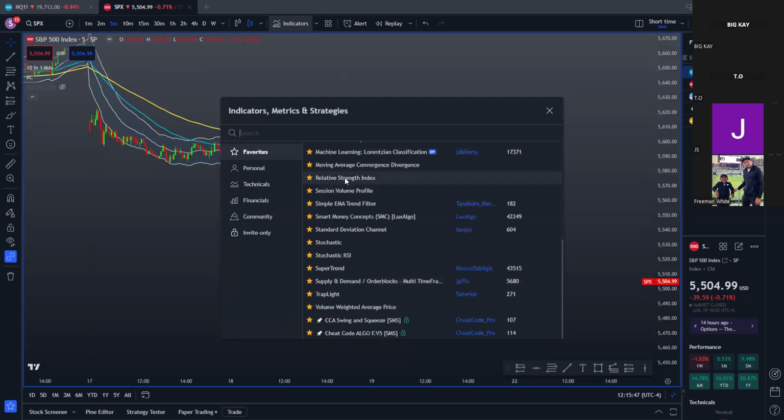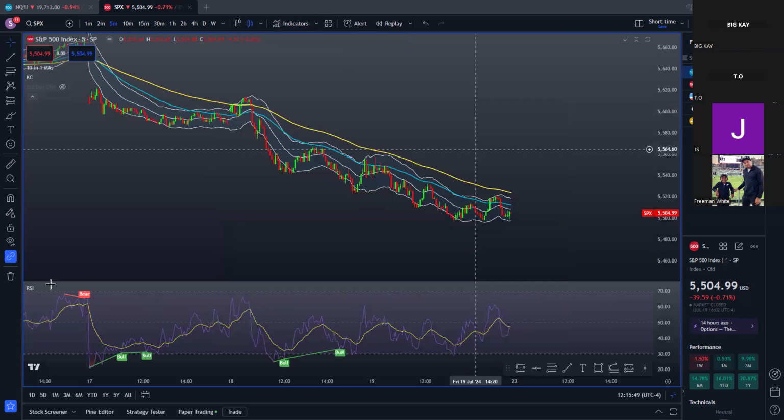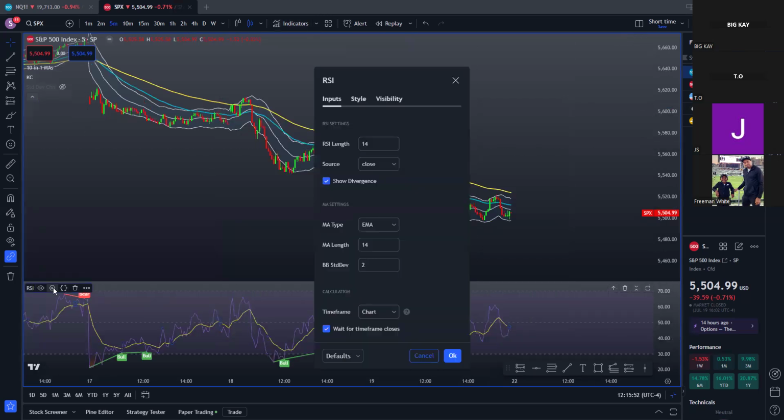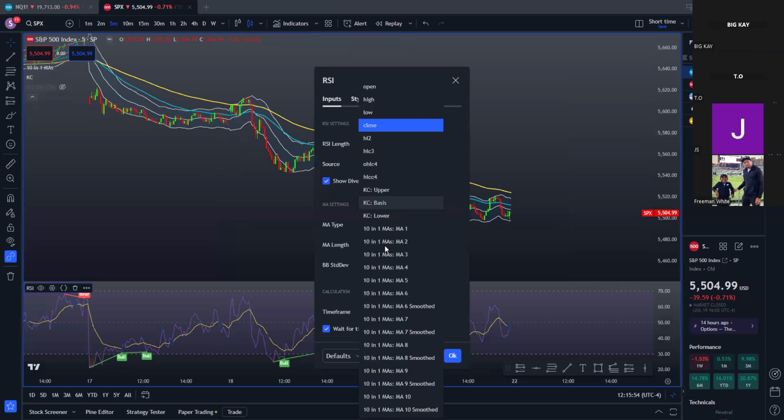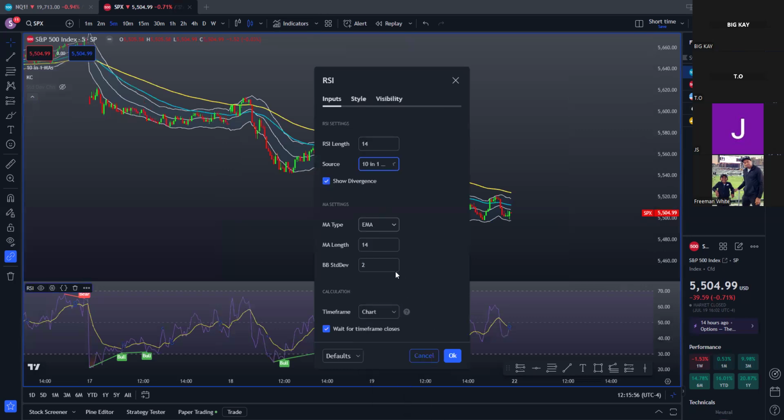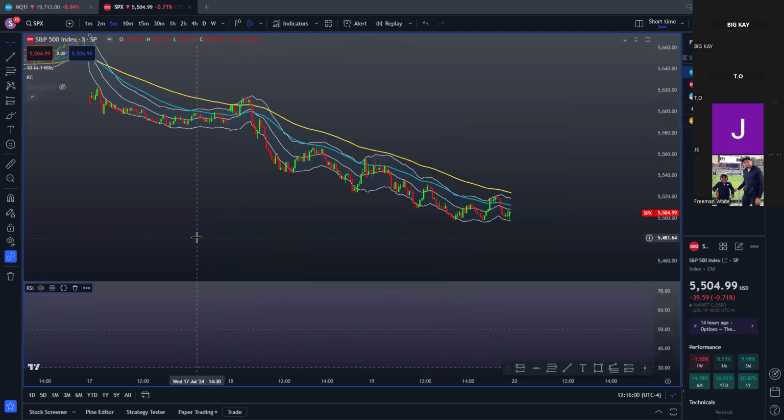Okay, so let me throw the RSI on here. That's the same thing I do. And then we're gonna change it to close, to the 5 EMA. Whichever one mine is, the bottom one is 6, but yeah, I'm gonna do the same thing.